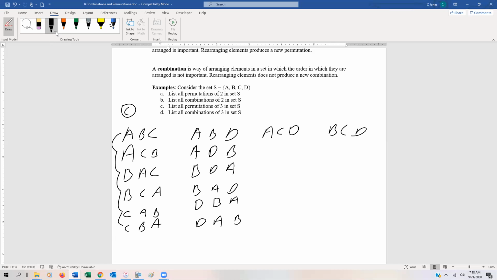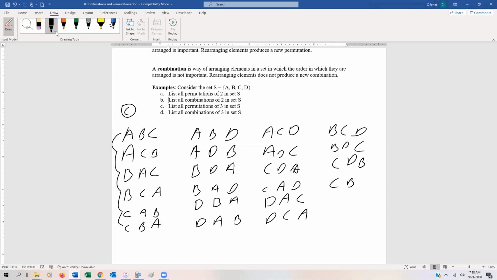And now we can do the same thing over here, ADC, and then CDA, CAD. And then we can start with D, so DAC, and then DCA. And then finally over here, we have another B. And then we have, let's start with a C, CDB, and CBD. And then we can start with D, so DBC, and DCB. All right, so notice that there are 24 of these.